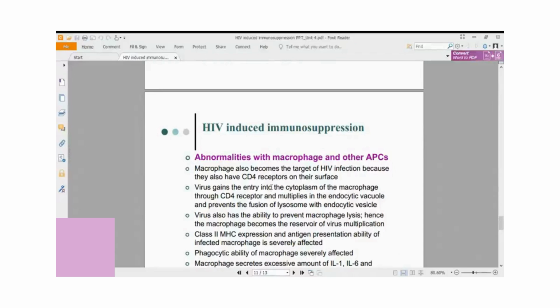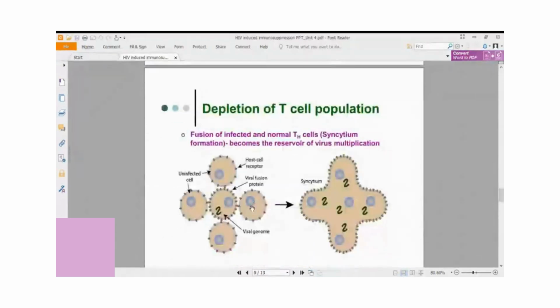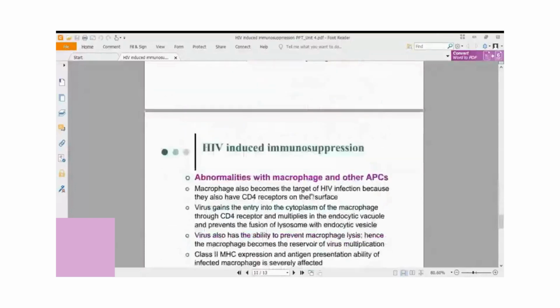The virus that is present in the endosome or phagosome will prevent the fusion of the endosome with the lysosome, and there will be no lysis of the virus. And that macrophage becomes the reservoir for the virus to multiply. That macrophage also may develop fusion proteins on its surface, just like the way Th cells develop the fusion proteins, and make that macrophage a syncytium, and the virus will proliferate in the macrophage, and the macrophage becomes the reservoir of that virus.